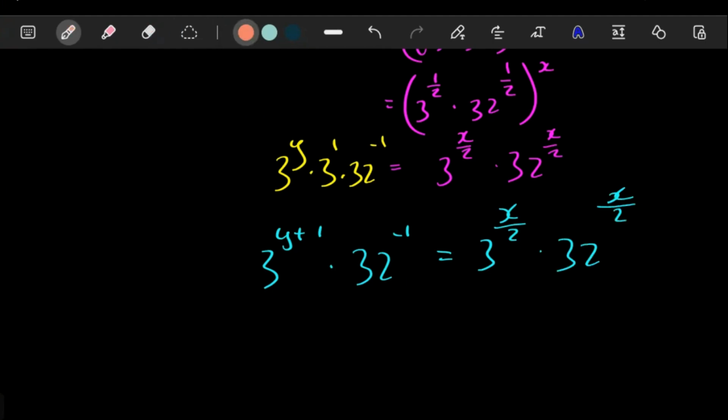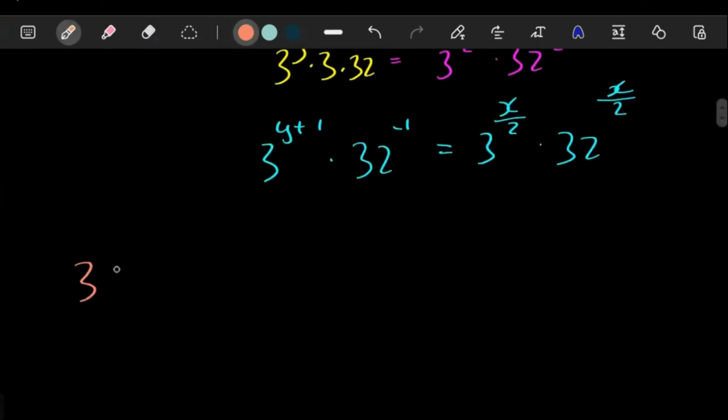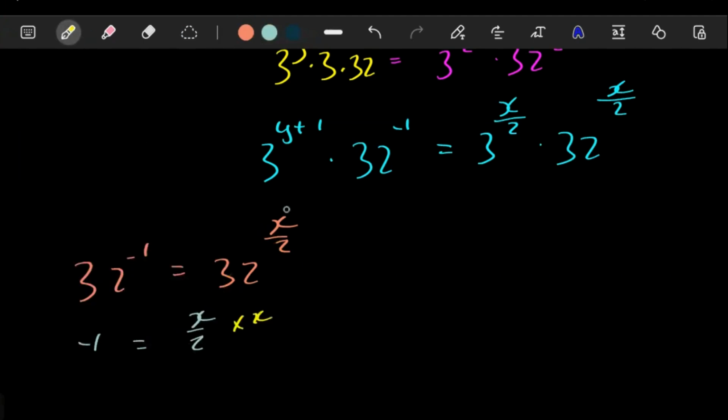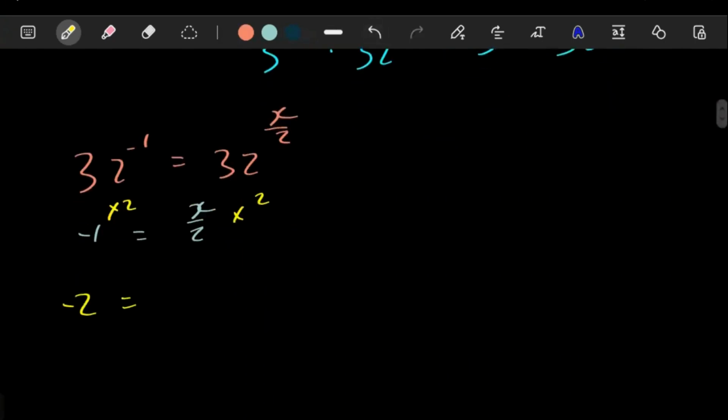So we're going to work this out by inspection. It looks like 32 to the power of negative 1 goes with 32 to the power of x over 2. So here the exponents have to match, because the bases are the same. So negative 1 is equal to x over 2. Multiply both sides by 2 to get x on its own. We're going to get x here as negative 2.